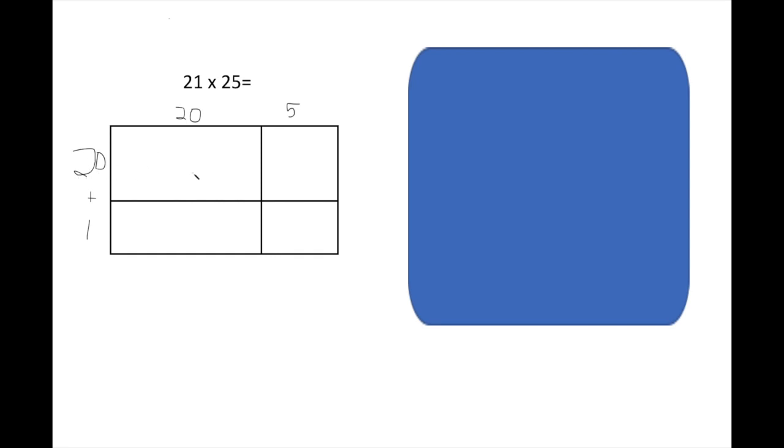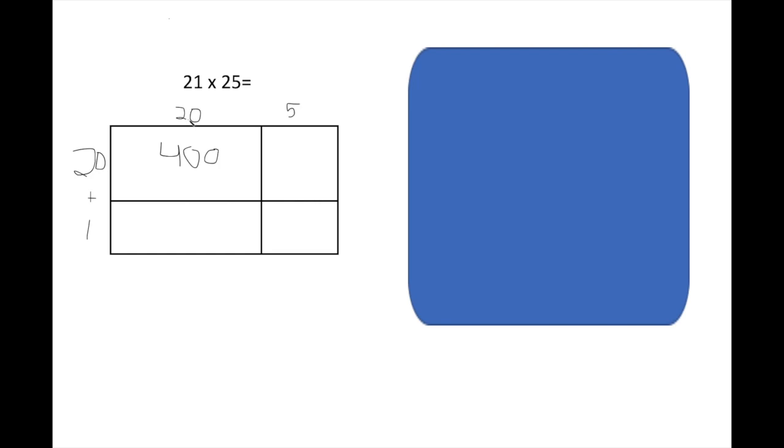So this one, we have 20 times 20. So 2 times 2 equals 4. So we're going to write down a 4. And how many zeros are in our problem, 20 times 20? The answer to that is 2. So let's write down 2 zeros. So this first box in the top left should be 400.